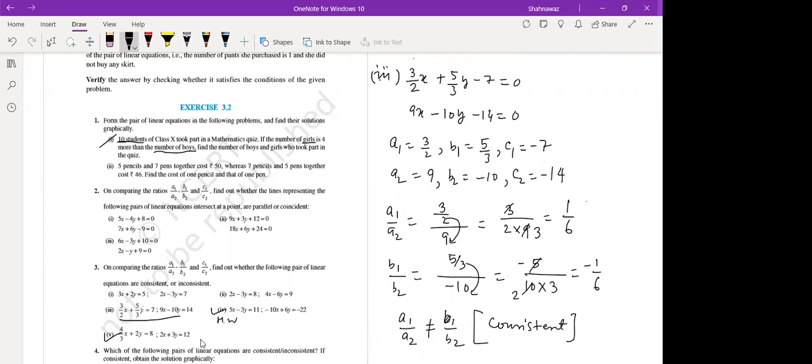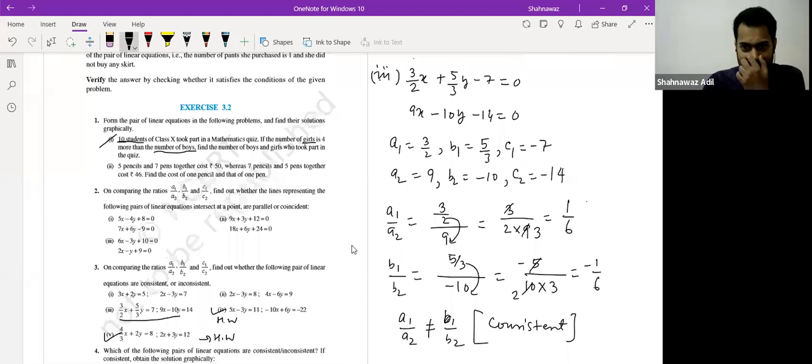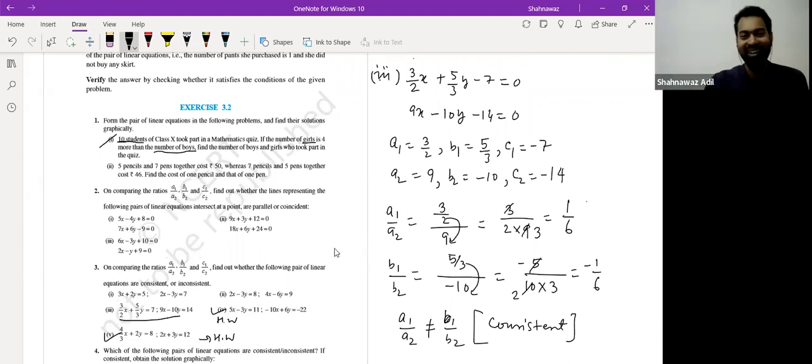Okay, sir. Now let us do the next one. So Talha, did you note it down? Because we already got the answer, so I'll write it as Ridwan's method, sir. Ridwan's method, right.